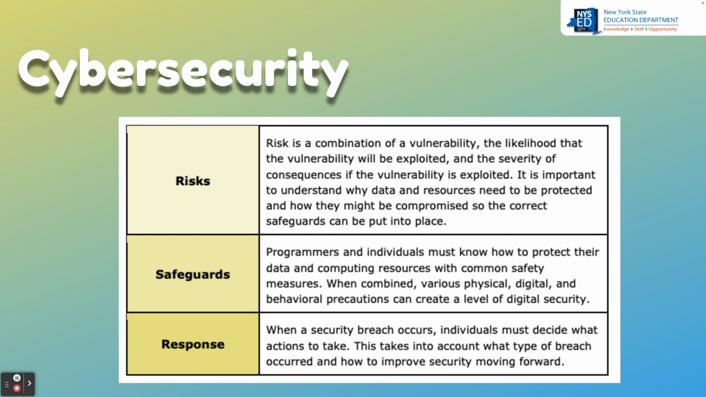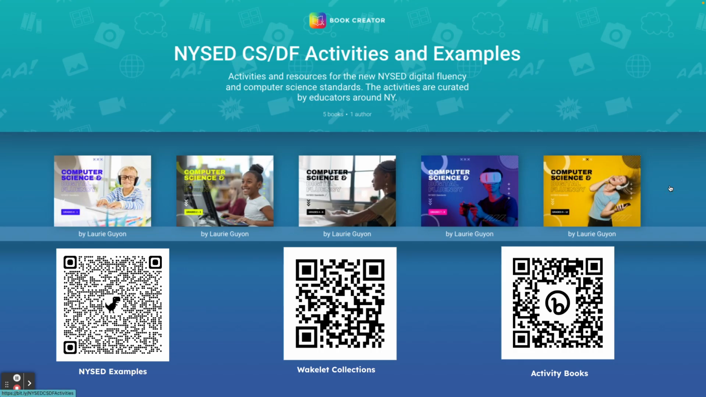Moving right into safeguards, that's where we're thinking about what we can actually do to protect that data that we know we might have some risk against when we're using technology. Thinking about how we can create some sort of digital security. And then finally, we have response. And this is where we're thinking about when a security breach happens, what are you doing to improve your security, and what are you doing to make sure to protect your data as much as you can.